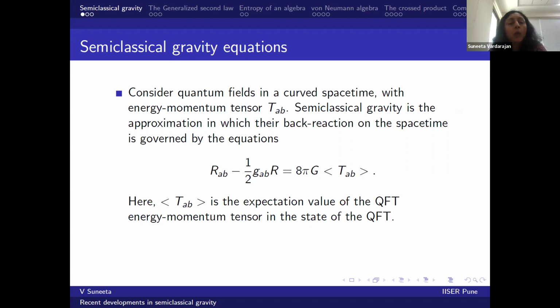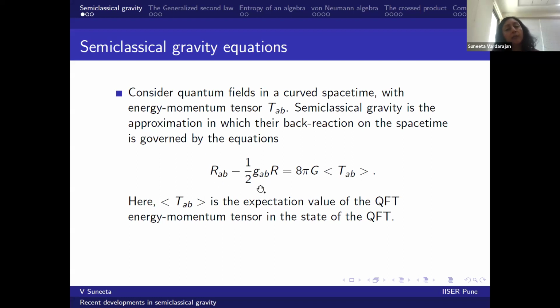Okay, so let's first try to understand what is semi-classical gravity. Consider quantum fields in a curved spacetime, and the quantum fields have some energy momentum tensor T_AB. You could have gravitons also as part of these quantum fields. So you could think of small fluctuations of this curved spacetime as just gravitons, and that will be included in the T_AB. Then the back reaction on the spacetime is governed by the following equation.